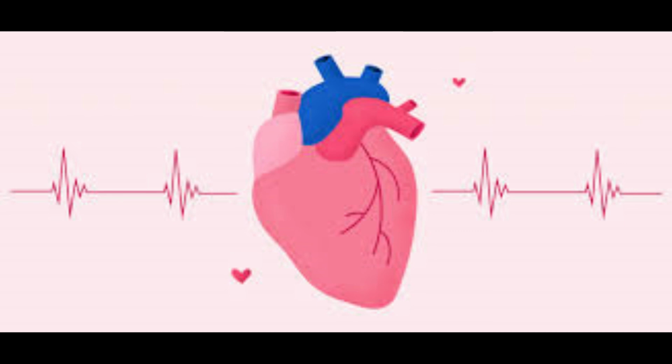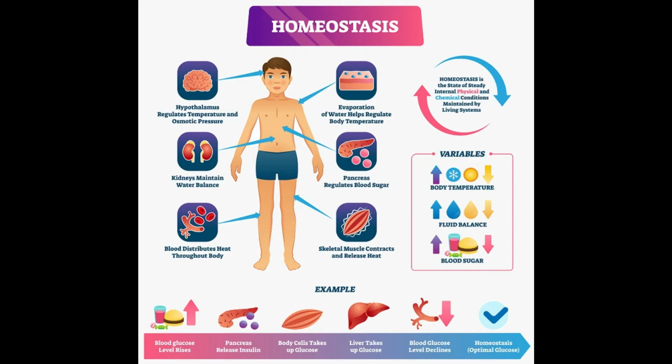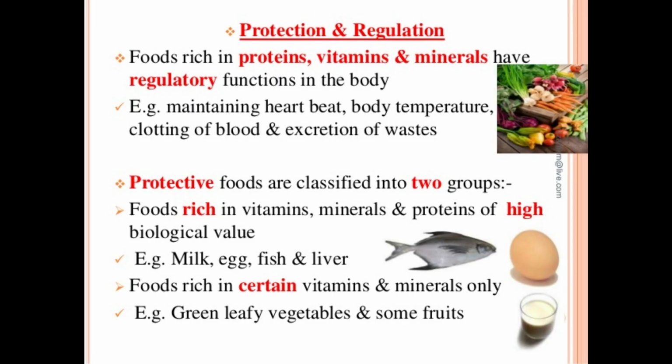Our body temperature, for example, is maintained at 37 degrees Celsius. Similarly, the rate at which the heart beats is also maintained. This is achieved by certain specific nutrients and their regulatory functions. Vitamins, minerals, and protein contribute to both protective and regulatory functions. So does water.